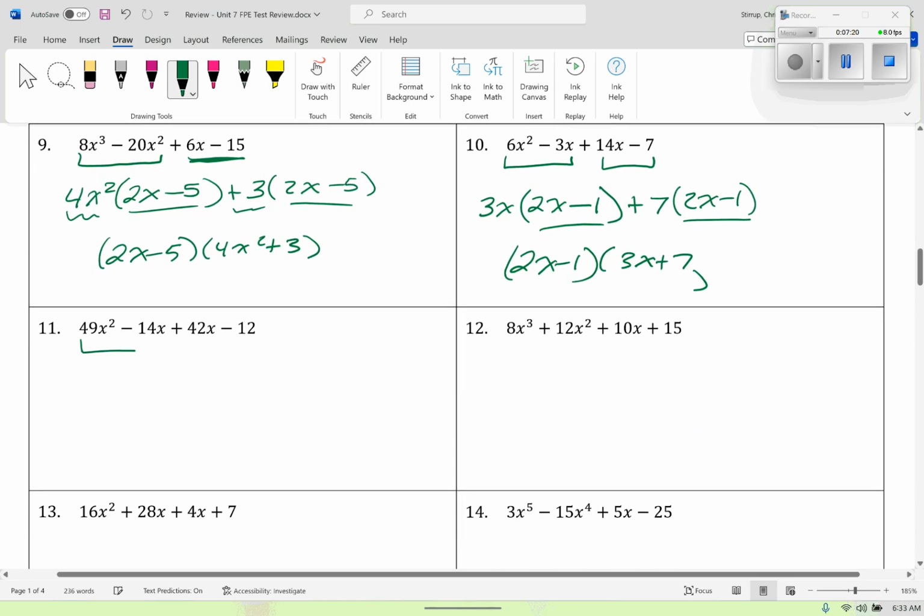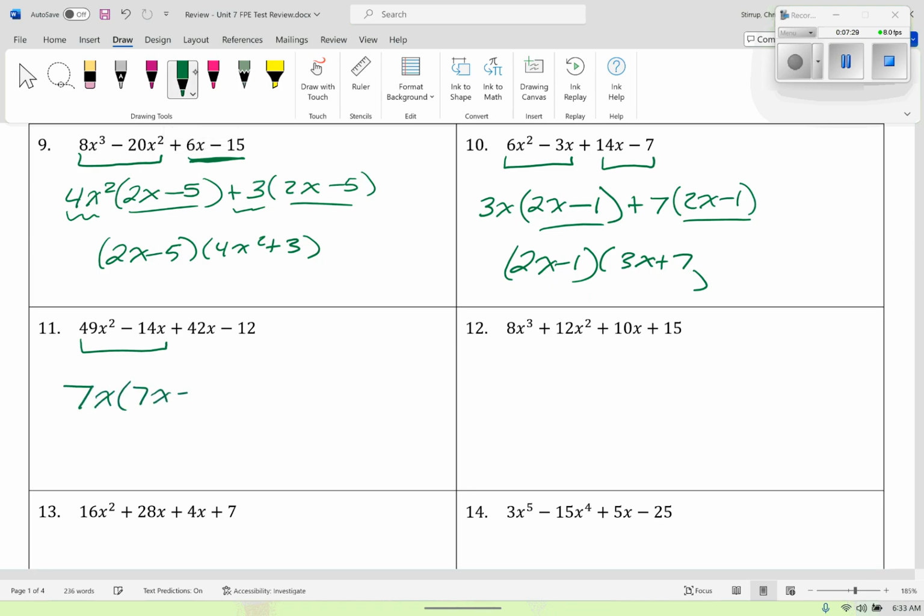Number 11, I have these 4 terms right here. So I'll look at the first 2. 7 goes into 49 and it goes into 14. And then I can factor an x out. That's going to leave me 7x minus 2. Plus sign comes down. What can I factor out of 42 and 12? 2 works, but what's bigger? Yeah, 6. 6 goes into 42 7 times. It has the x with it. The minus comes down. 6 goes into 12 twice. So then I'm left with 7x minus 2 and 7x plus 6, because those were the same.